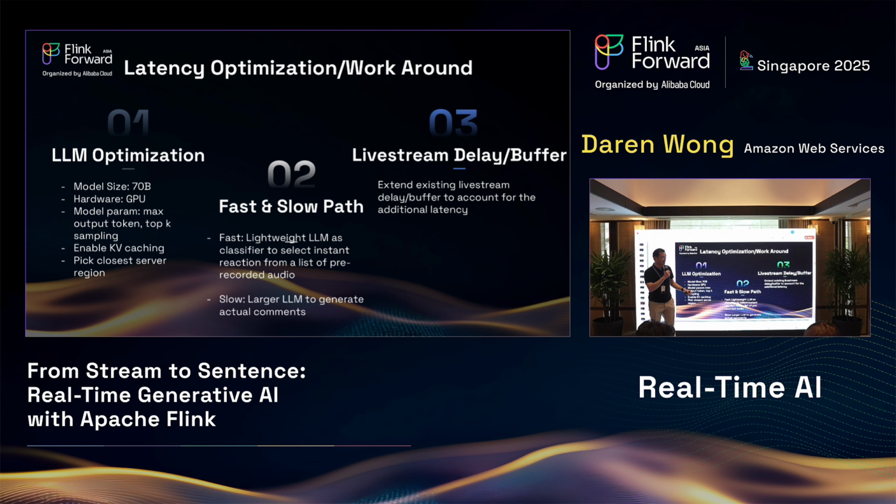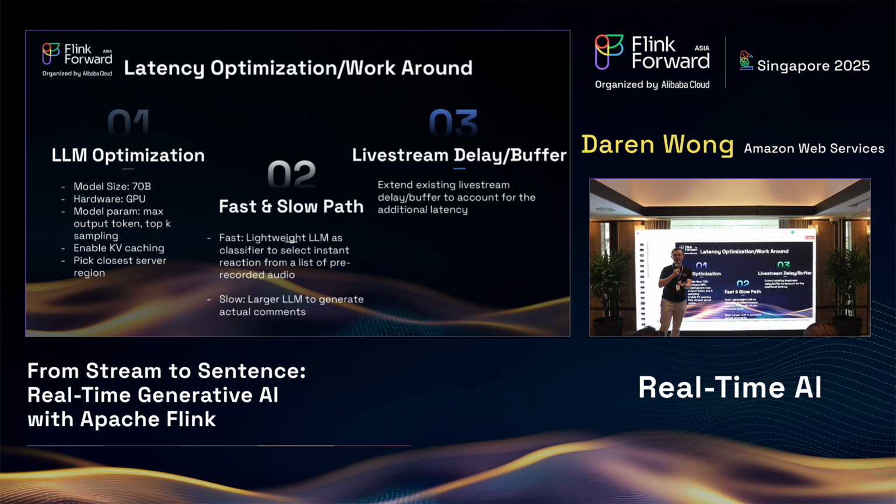And next, we can have a slow path, a slow commentator that uses the 70 billion parameter LLM to generate the actual comments and send it to the TTS client to generate the speech. So it's going to be slower, but it's going to produce a more meaningful commentary. So the idea here is that with the fast and slow commentator, hopefully they complement each other in terms of speed and meaningful commentary.